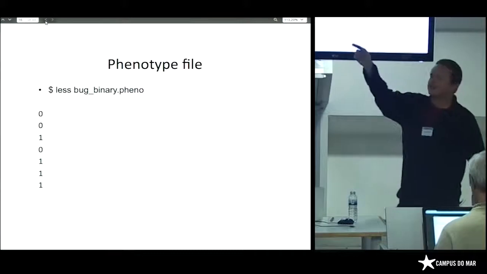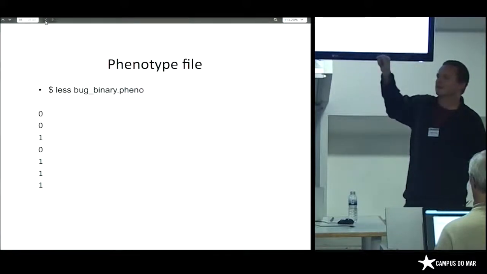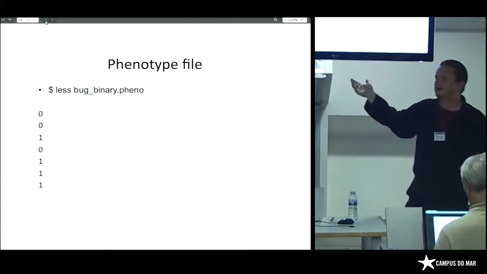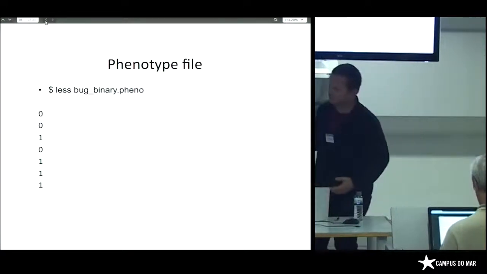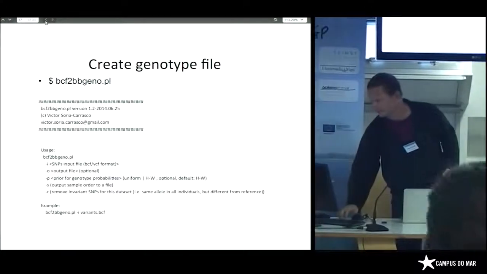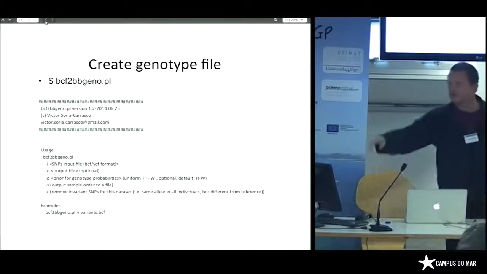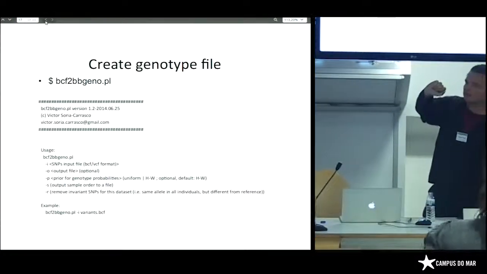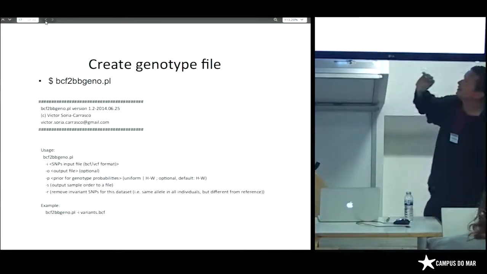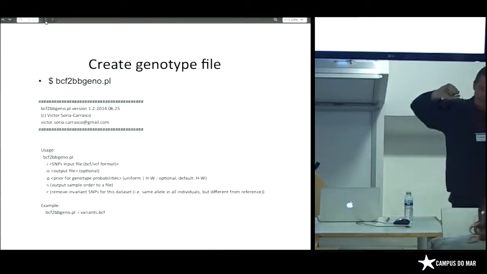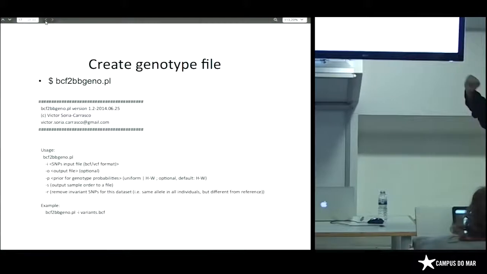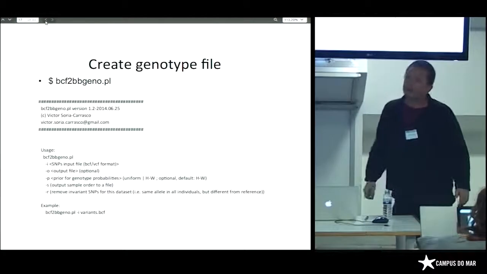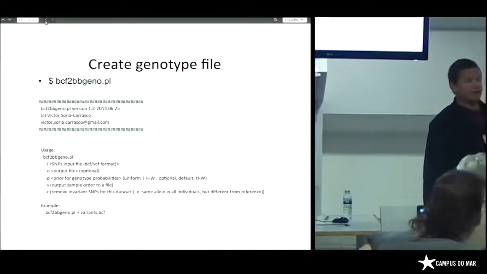Those phenotypes are in the same order as the columns in our binary SNP file. But we can't read the binary file. We need to turn that into something useful, which we're about to do. We're going to create a genotype file. So if you just type in BCF2bbgeno and hit enter, you'll see this. And this is simply asking you for the name of a SNP input file, which is in binary call format.